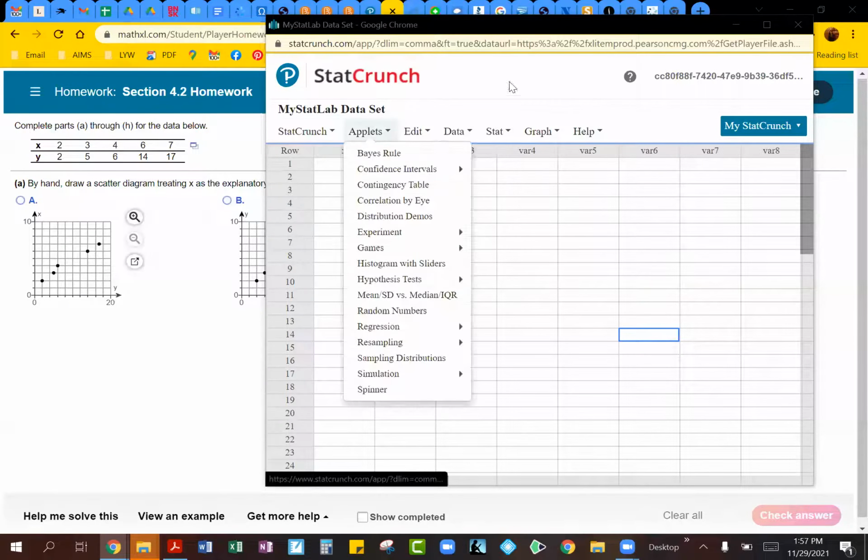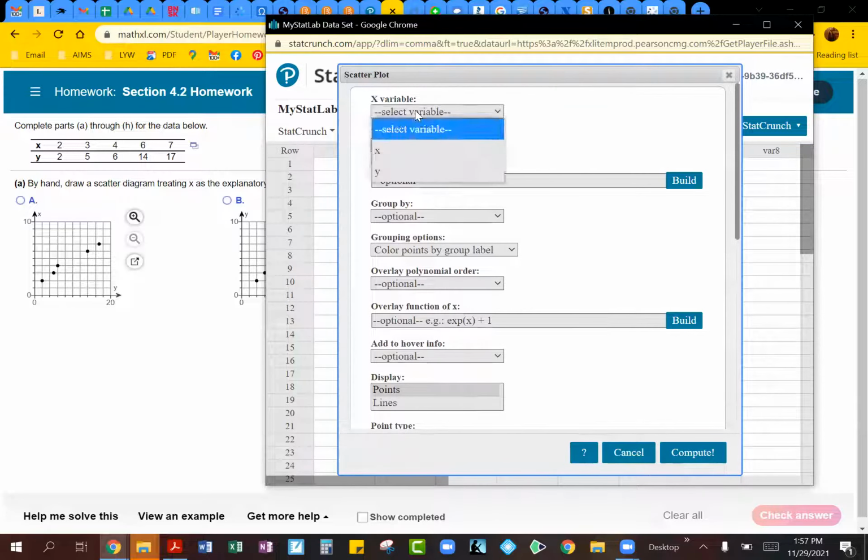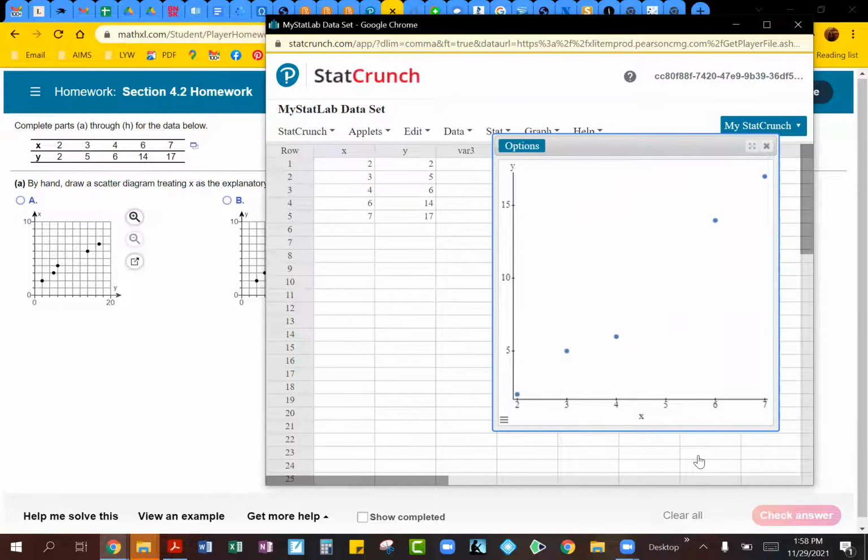Okay, so we've opened this in StatCrunch. You're literally just going under the graph option and clicking on scatter plot. So just go under graph, click on scatter plot, and select your variable. In this case, your x is labeled as the x variable and the y is labeled as your y variable. So all you have to do is choose your x and y variable and click compute, and you will see it gives you the image of your scatter plot.